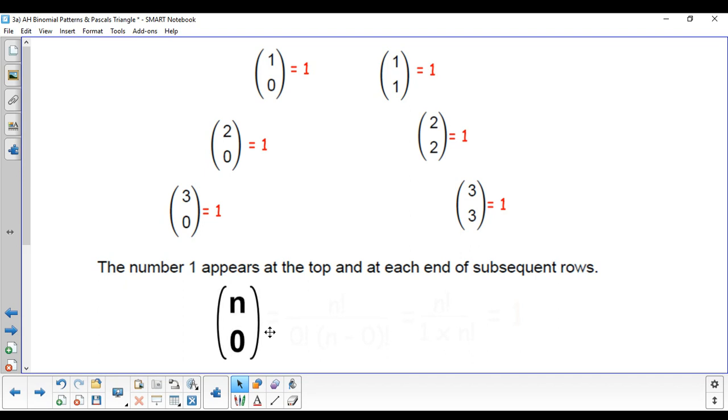So any of them, no matter what row, if we have n factorial over 0 factorial times the difference between them, which is n factorial, then 0 factorial is 1, so it's n factorial over n factorial, and they cancel down, and you get 1. So no matter what I put there, I end up with 1. Okay.